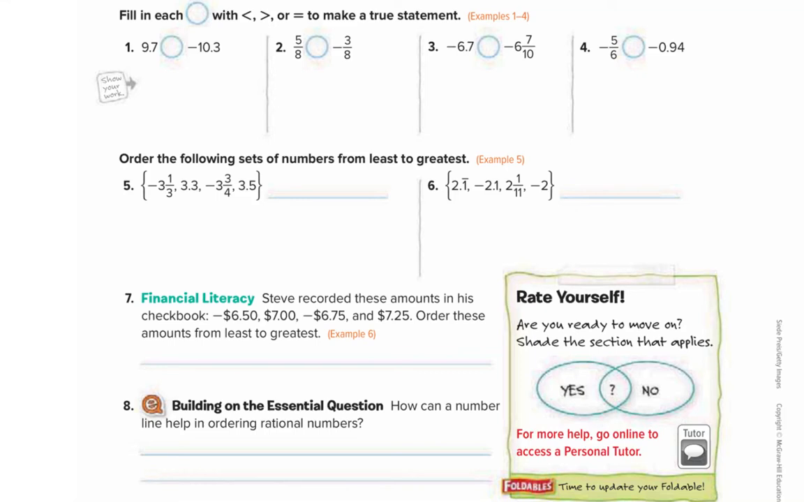Okay, so we're starting on workbook page 390. We're going to compare and order rational numbers. So a rational number is any number that can be written as a fraction. So that's terminating and repeating decimals.